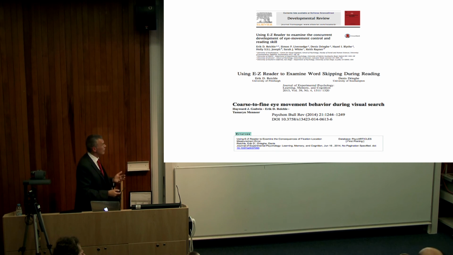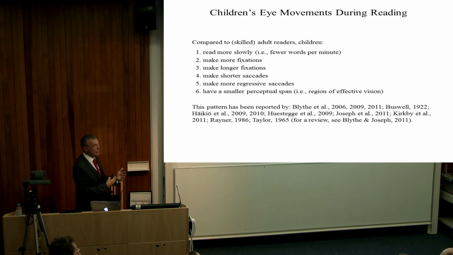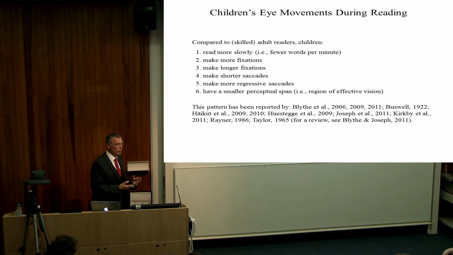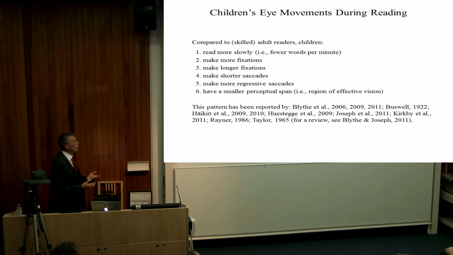And that has to do with how eye movements change as a beginning child reader becomes a skilled adult reader. And across a number of studies, we know things like, well, children, first of all, they read more slowly. They read fewer words per minute. But their eye movements also look different in many ways. So they tend to make more fixations. They tend to make longer fixations. They make shorter saccades, more regressive saccades. And they also have a smaller perceptual span.